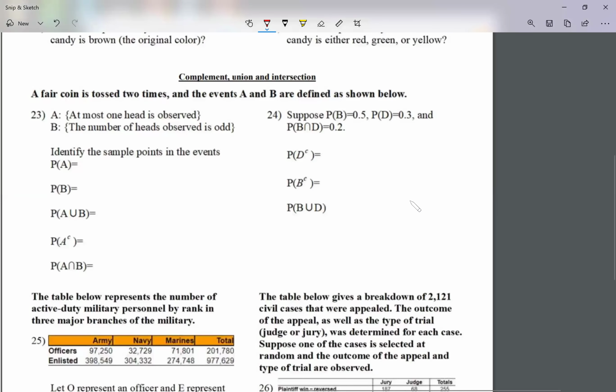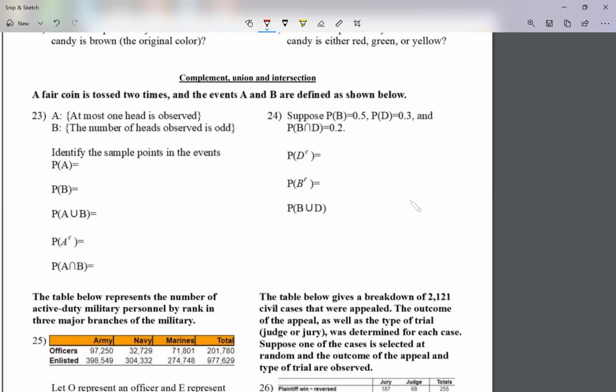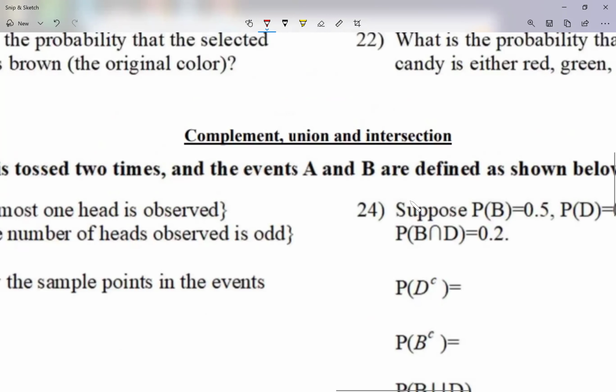So today we're going to be looking at complement, union, and intersection. Okay, complement, we heard the word before. The complement is basically what completes. Union is two probabilities combined, and intersection is the section that is part of both probabilities. So complement is the probability that completes it, the remaining probability. Union is the two probabilities put together, and intersection is the section that both probabilities share.